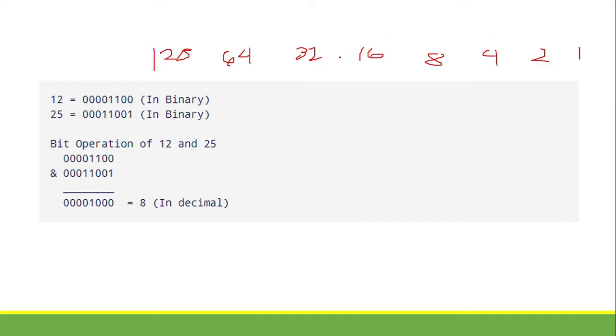Pinakamalapit kay 25 is not 32 kasi more than 25, 16. And then, 25 minus 16 is equal to 9. Hanapin natin pinakamalapit kay 9, si 8. And then, 9 minus 8 is equal to 1. Hanapin natin pinakamalapit kay 1. Siyempre, si 1. So, the remaining bits is 0. So, let's check. 16 plus 8 is equal to 24 plus 1 is equal to 25. So, the decimal value of 11001 is 25.